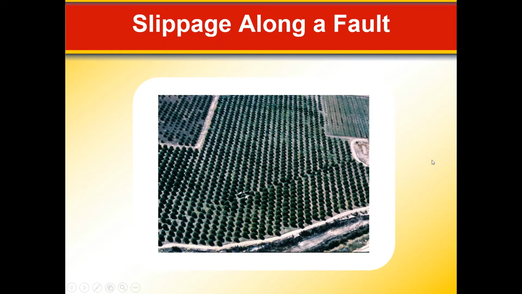So this is a good example of a fault. The trees in this farm should usually be aligned more or less perfectly by the farmers. But because of the earthquake, there were some parts of the orchard that were misaligned or realigned by the earthquake.